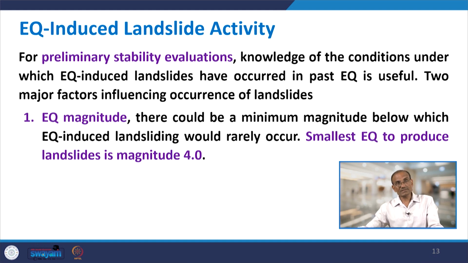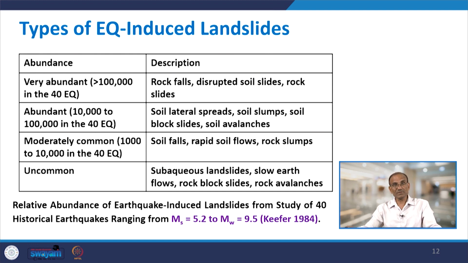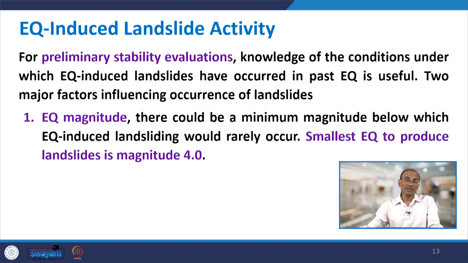So, continuing with earthquake induced landslides, this was about the types of earthquake induced landslides. Now, what are the conditions under which earthquake induced landslides may occur? For preliminary stability evaluation, knowledge of the conditions under which earthquake induced landslides have occurred in past earthquakes is useful. Two major factors which influence the occurrence of landslides are listed here.